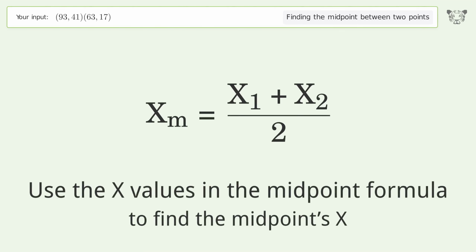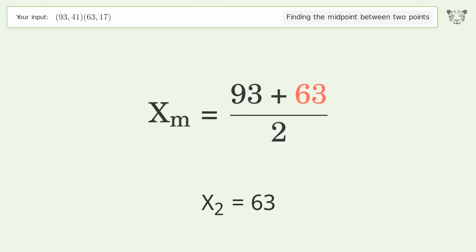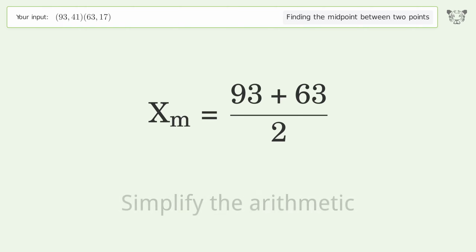Use the x values in the midpoint formula to find the midpoint's x. x1 equals 93. x2 equals 63. Simplify the arithmetic.